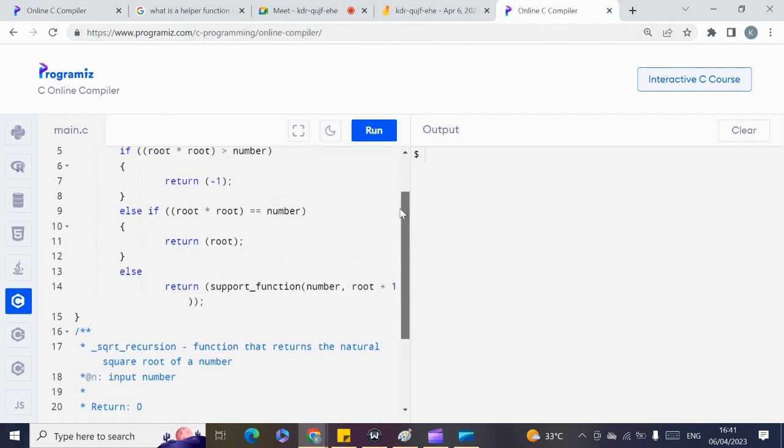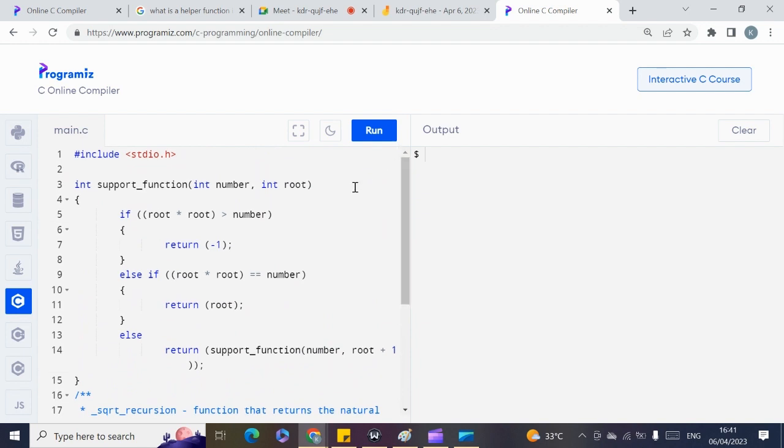2 by 2 is 4, doesn't meet the condition. So 3 by 3, 9, doesn't meet the condition. So 4 by 4, 16. So 16 is equal to n. So root times root is equal to n, and then we return root.